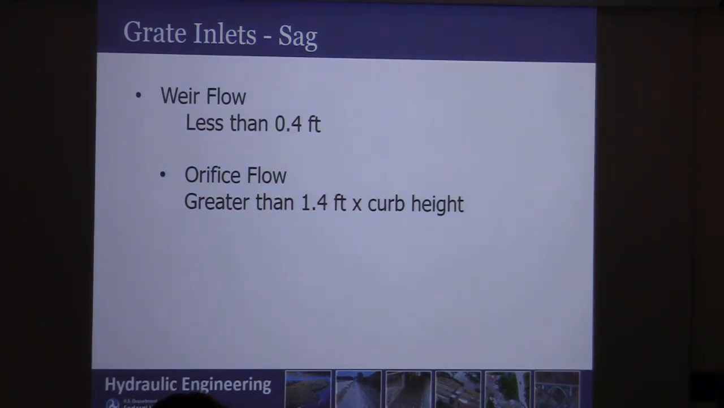So weir flow occurs usually when the depth is less than 0.4 feet. And then orifice flow occurs when the depth is greater than 1.4 times the height of the curb opening. And then you have that transition area in between the two. So it'll start acting as a weir, and then it acts as an orifice and keeps going back and forth until you hit about 1.4 times the height of the curb.